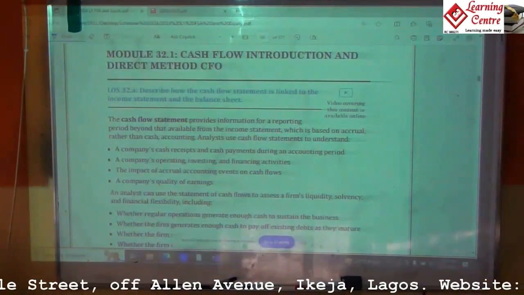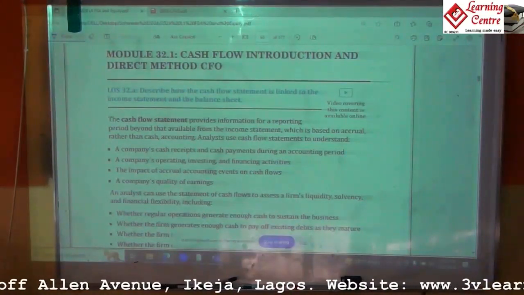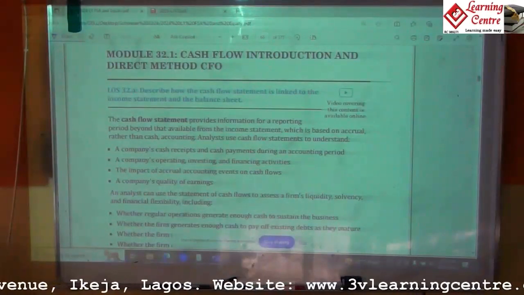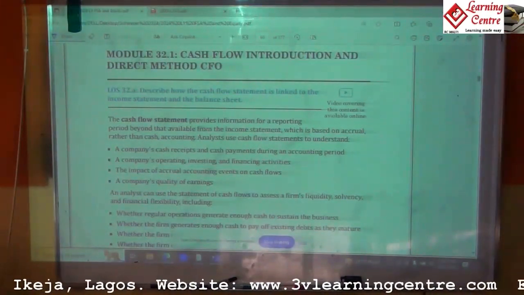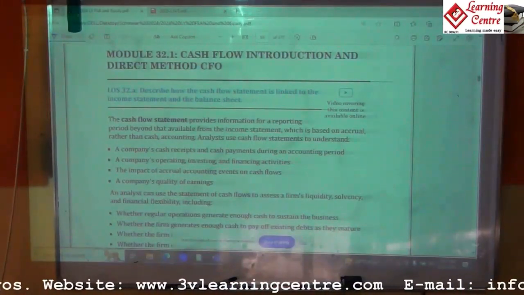Operating activity has to do with the daily activities of your business. Investing activity has to do with acquisition and disposal of fixed assets, while financing activity has to do with changes in capital structure.